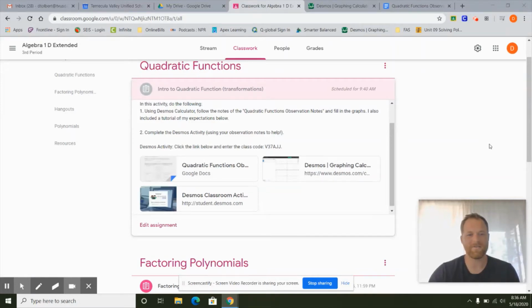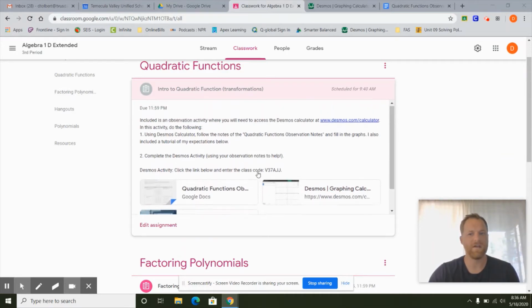Hey, good morning, guys. So I just wanted to give you a little run through of the assignment that I have posting today at 9:45. And so I'll quickly read the instructions. So we're going to do something similar to what we did when we were looking at exponential functions.